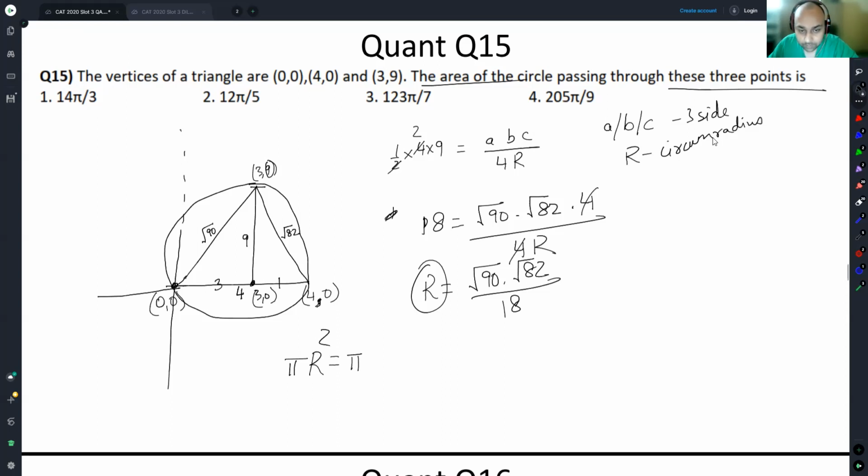So we got pi. Square of this is 90. Square of this is 82. In the denominator, we will have 18 into 18. Cancel. 5, 2, 41. Simplifies to 205 pi by 9. 205 pi by 9, or option 4. Yes. We move.